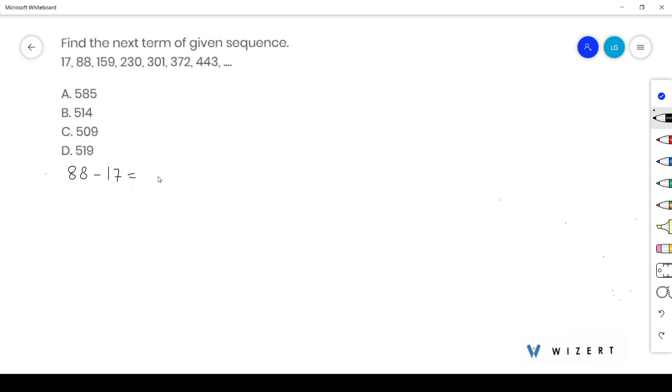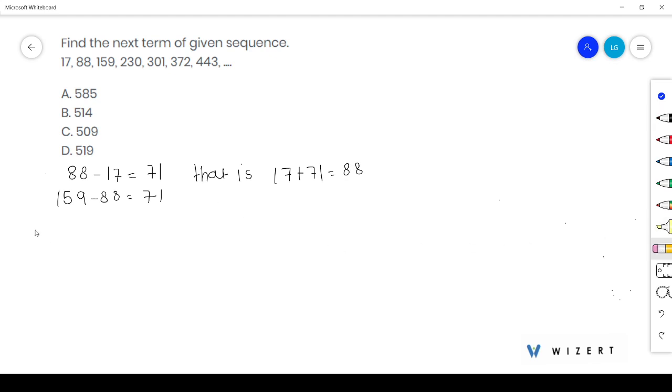Now here, 88 minus 17 is 71, which means the difference between 17 and 88 is 71. Similarly, the difference between 159 and 88 is 71. That is, if we add 71 to 17, we will get 88.